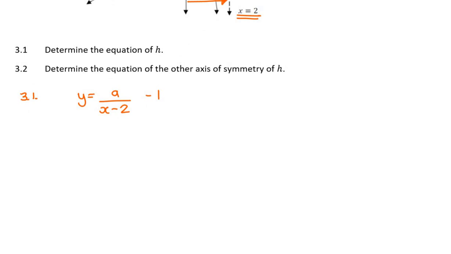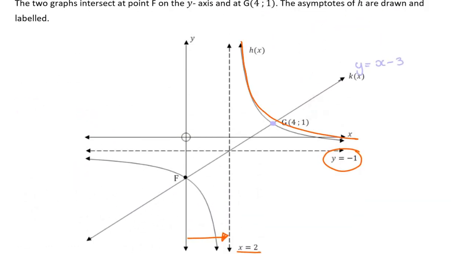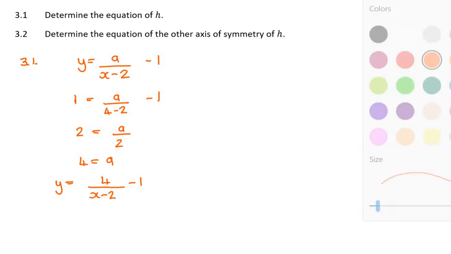4, 1 is a point. So when x is 4, y is 1. I'm going to add 1 to both sides, and 4 minus 2 is 2, and I multiply by 2 and I get 4. So what is my equation of h? It's 4 over x minus 2 minus 1. Now let's just check, was I expecting a positive a value? Yes, I was, because the branches were in quadrant 1 and quadrant 3. So that makes sense. Now the next question says determine the equation of the other axis of symmetry.